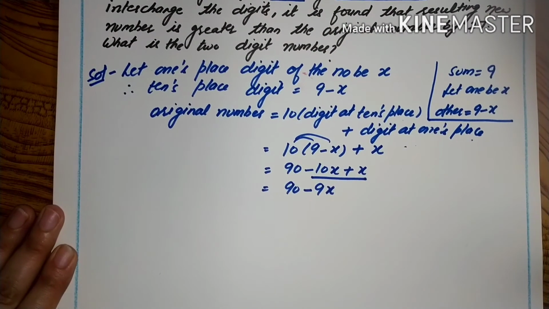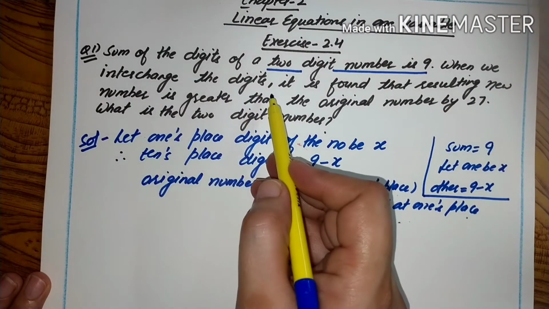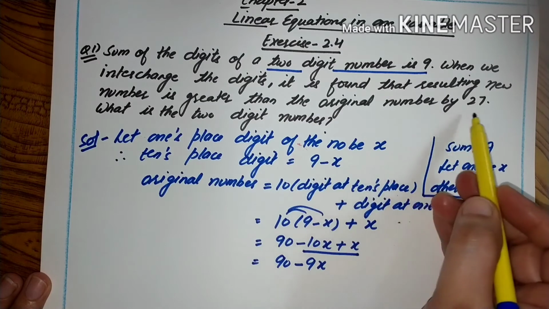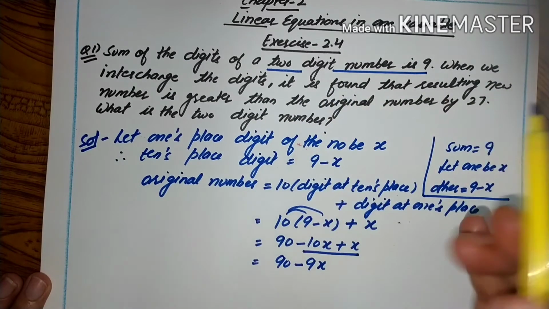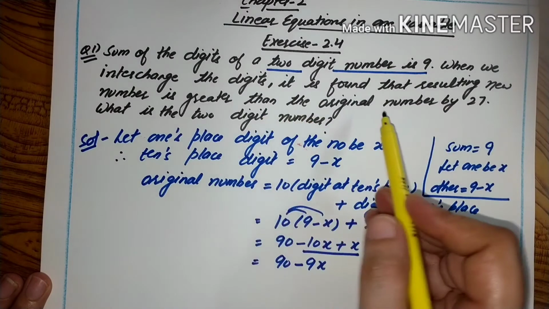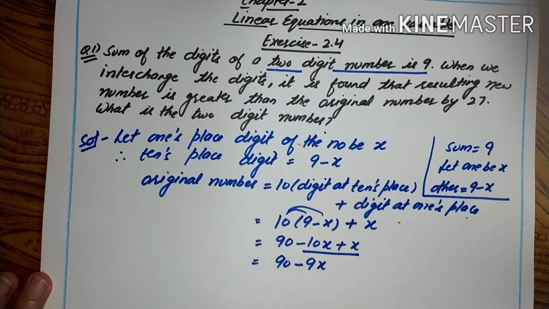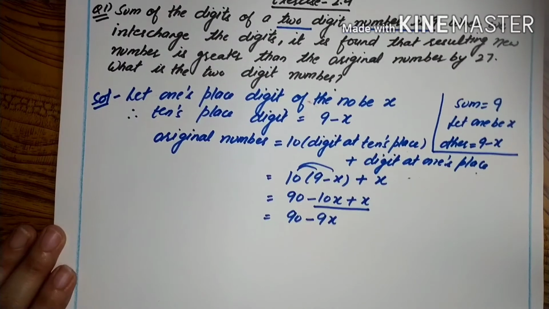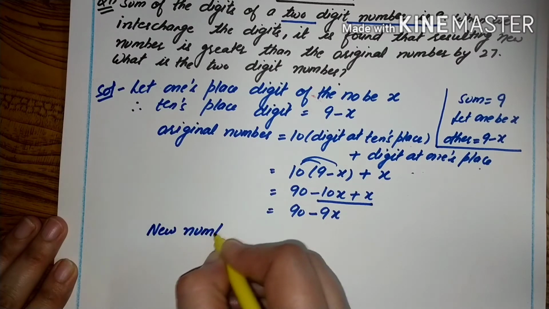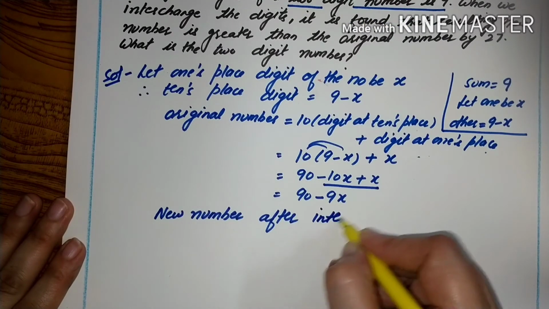After that, what he says, firstly check what he says. When we interchange the digits, it is found the resulting new number is greater than the original number by 27. What is given is that when we interchange its digits, the new number that comes is 27 more than the original number. So this is the given condition to us. So for that, firstly we will find the new number after interchanging the digits.